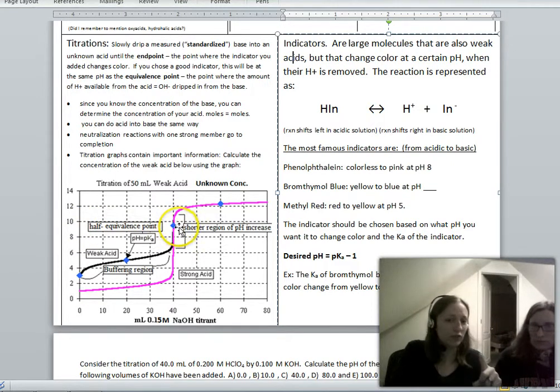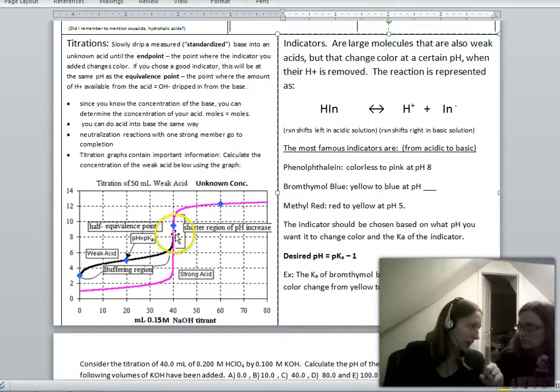And the other thing that's really cool, and this is important because it's an easy multiple choice question, is that in a weak acid titration, there's a thing called the half equivalence point, which is an important point. And so here's how you figure out what the half equivalence point is. The equivalence point is at 40 milliliters. What's half of that? 20. At 20 milliliters, that's your half equivalence point. So right there, that's a spot that is important on a weak acid titration.